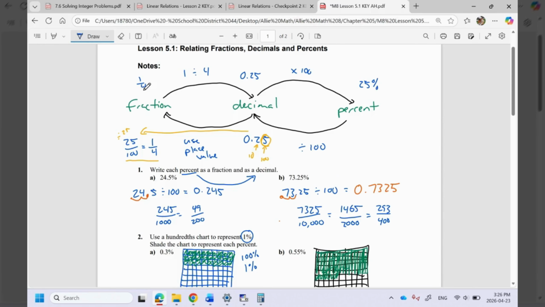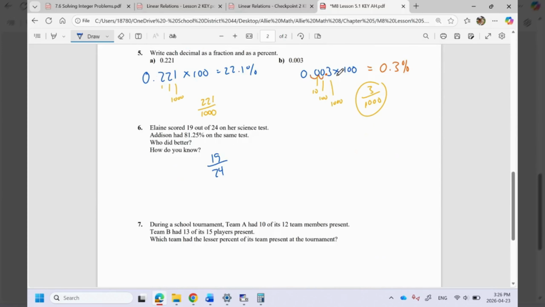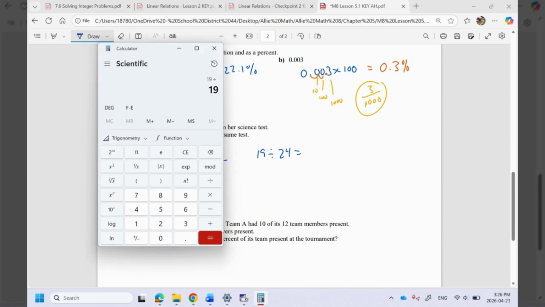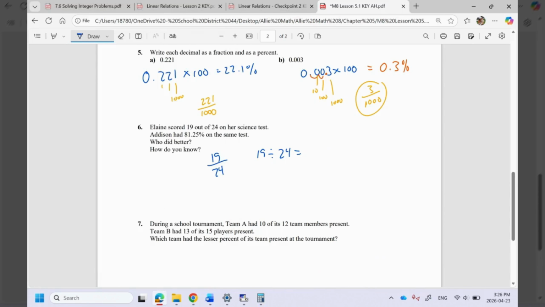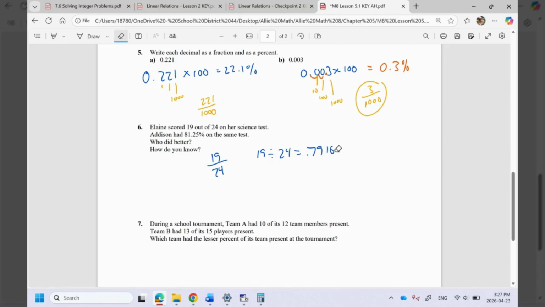So we're going to do her score, top of her score divided by the bottom. We'll get the decimal. We'll times it by 100. So let's go 19, the numerator, divided by the denominator, 24. 19 divided by 24 is 0.79167, I guess we can round it. Let's do 0.792, I'll round it just to 3 decimal places.